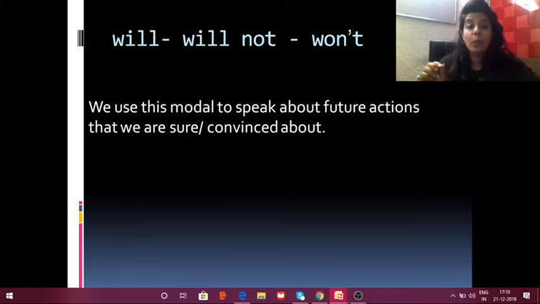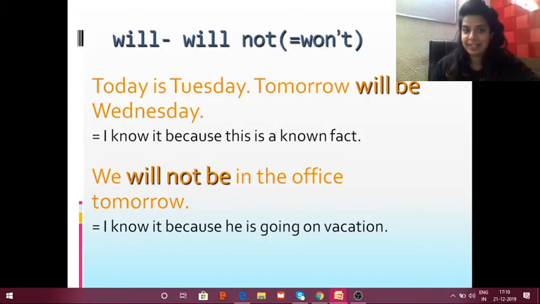Will not, won't. Now we use this modal to speak about future actions that we are sure or convinced about, such as: today is Tuesday, tomorrow will be Wednesday. I know it because this is a known fact. So it's absolutely true. We will not be in the office tomorrow. How do I know it? I know it because he's going on a vacation. So therefore, he'll not be in the office, right?